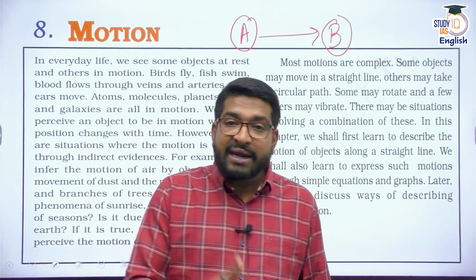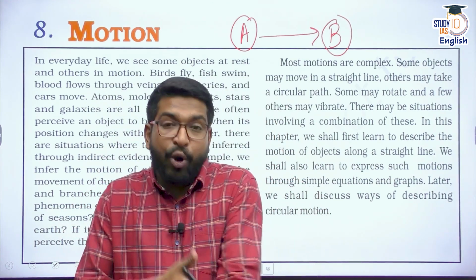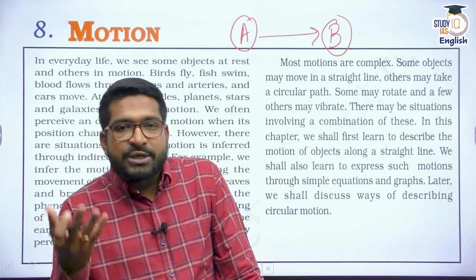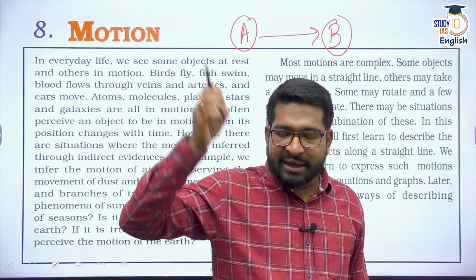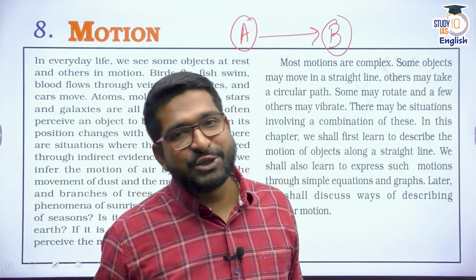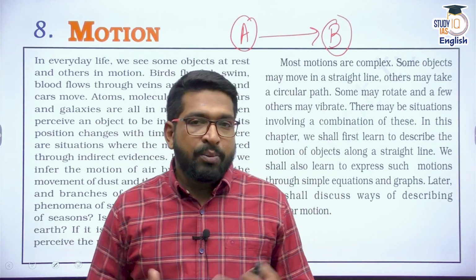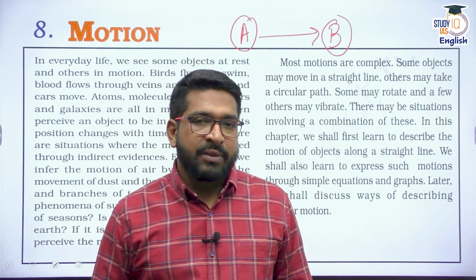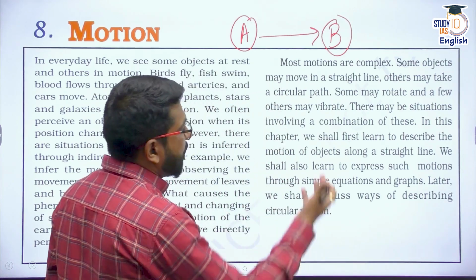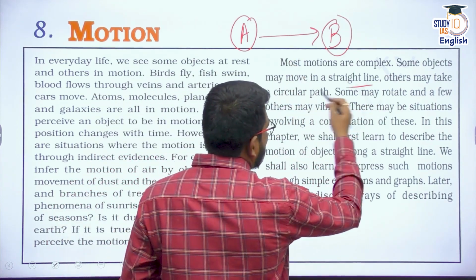In the atoms, the electrons are moving. In our body, blood is moving continuously. So things are in motion at every point, at every second. But how do we describe this motion? Motion can be very complex. But in this particular discussion, we'll talk about motion in a straight line.